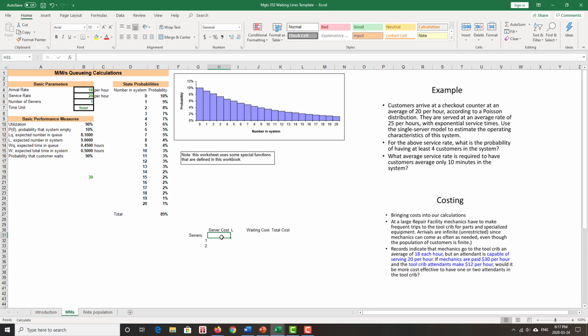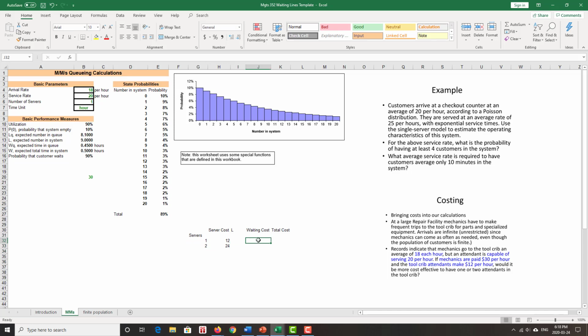What's my server cost? Okay. So I have my server cost, which is my tool crib attendant, equals the $12 times the number of attendants, the number of servers. And I just copy that down. And so I'm either paying $12 an hour or $24 an hour. L will determine that in a sec here.